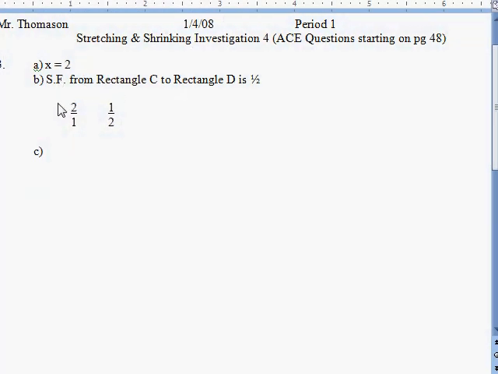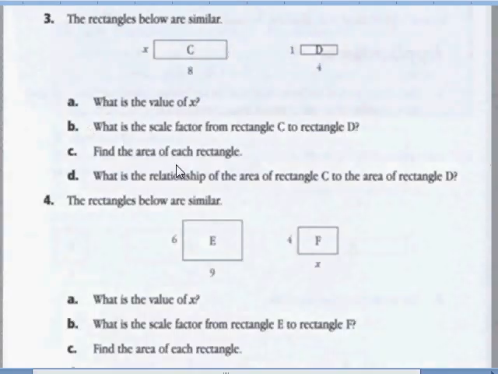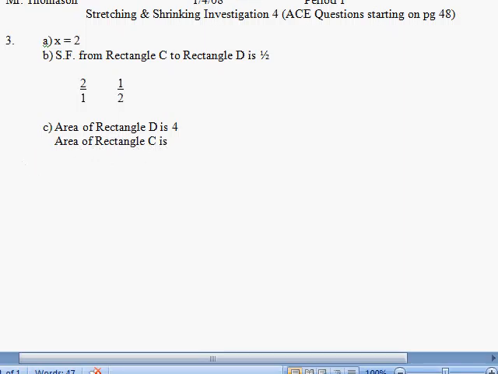Alright, so I have my answer here. It's not a big deal to leave your work. So now we're going to move on to C. C says find the area of each rectangle. We'll do the easy one first since both numbers are there. Area is length times width, so 4 times 1 is 4. Alright, so we have our answer here, and now we're going to do the area of rectangle C.